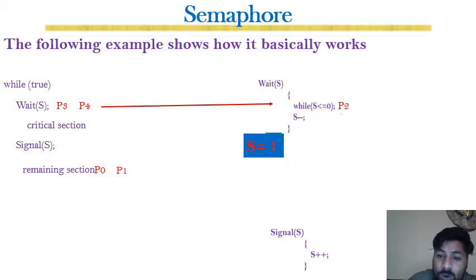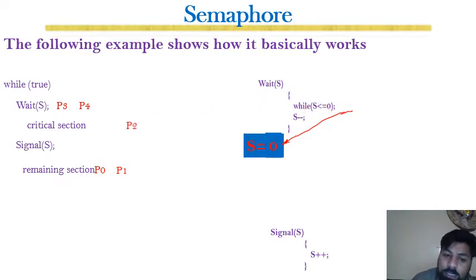As p2 was in a busy wait in this statement, it notices that the value of s is no longer 0, so it will decrement the value, and the next value of s becomes 0. Because the wait function is executed successfully, p2 will now enter the critical section. Now p2 is in the critical section.